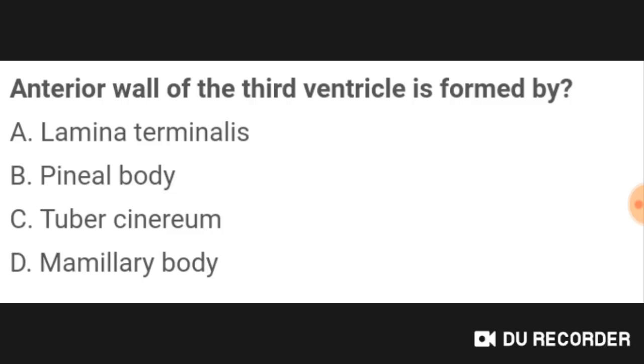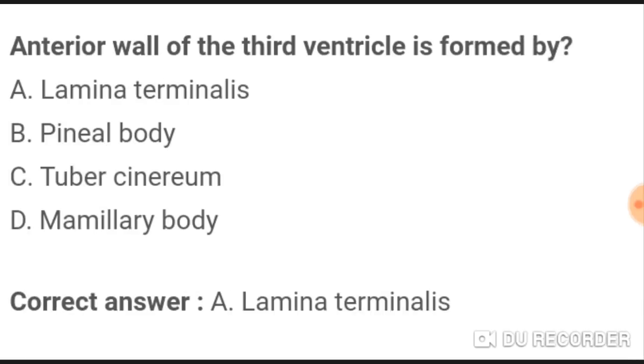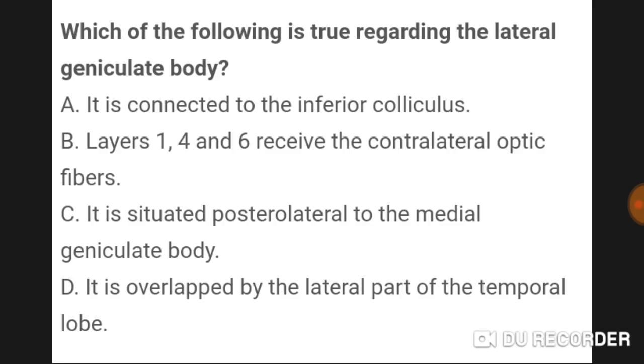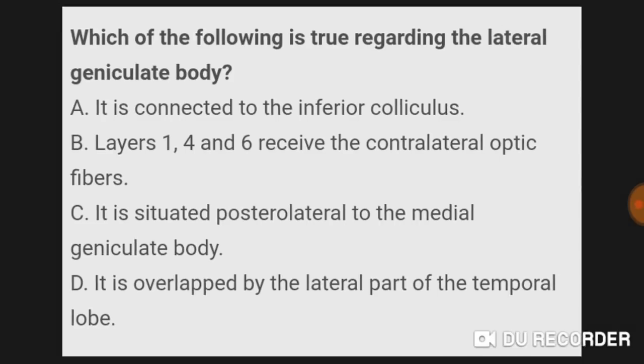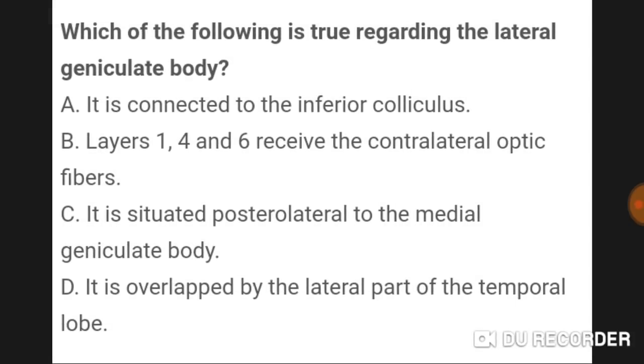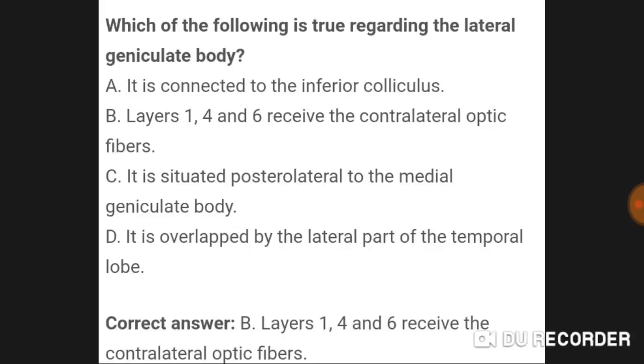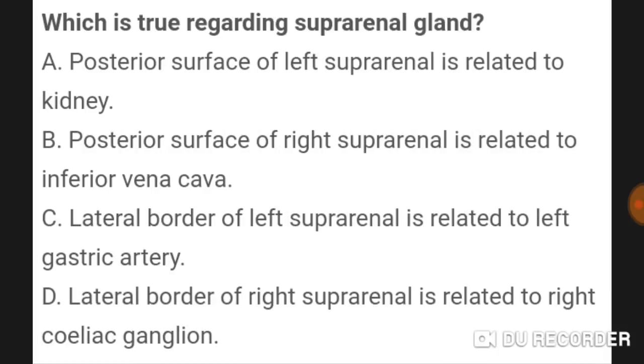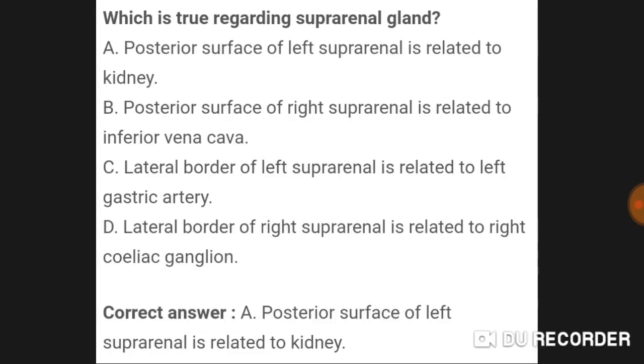Anterior wall of third ventricle is formed by lamina terminalis. Which of the following is true regarding the lateral geniculate body? Layers 1, 4 and 6 receive the contralateral optic fibers. Which is true regarding suprarenal gland? Posterior surface of left suprarenal is related to kidney.